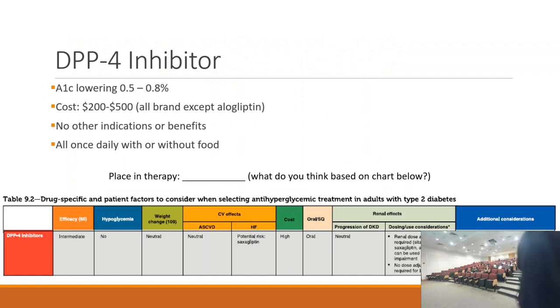All right. So these work on incretin, similar to GLP-1s. Do you think that you would use this class with a GLP-1? No. That's one thing I wanted to emphasize: using a DPP4 inhibitor and using a GLP-1 together would be a drug interaction. It would be kind of like duplicate therapy.